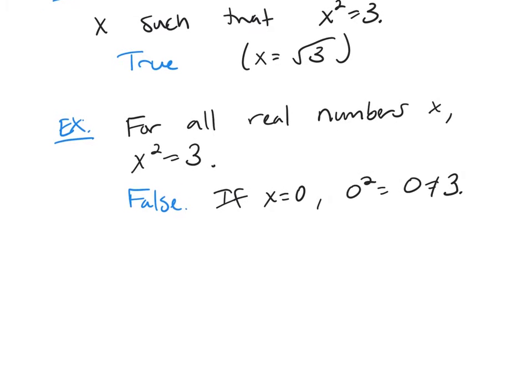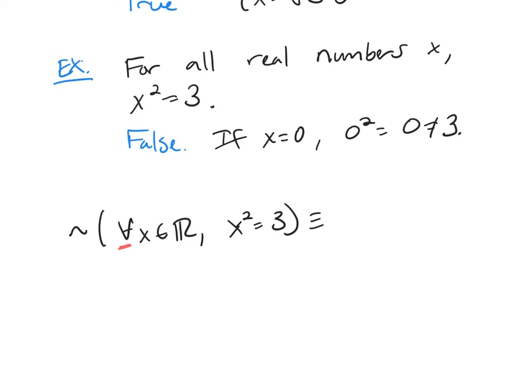And then finally, I want to talk about how we negate these quantifiers. So remember, when you negate quantifiers, what happens is they flip. Here I have the universal quantifier. When I negate it, it's going to become an existential quantifier: there exists an x in R, in the real numbers, such that x squared is not equal to 3. You've also got to remember to negate this: the opposite of equals is not equals.